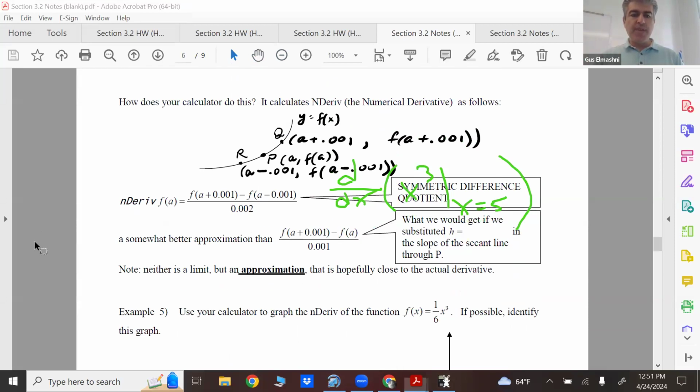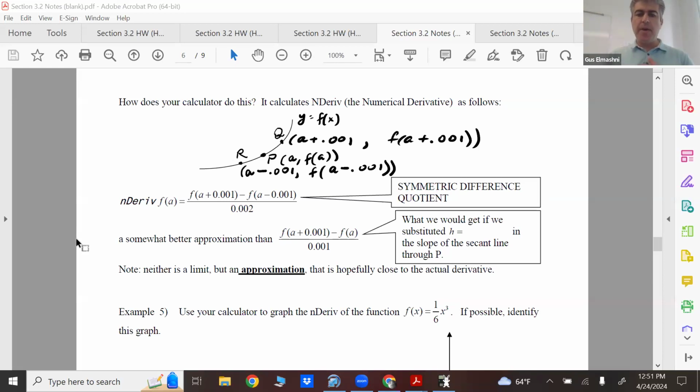Yeah, and here's what it's actually doing, right? I already told you guys this is what it's doing. Now you know whatever x value you're looking at, like if you're evaluating at x equals 1, then you're going to put 1.001 and 1 minus 0.001 or 0.999, and you divide by 0.002.